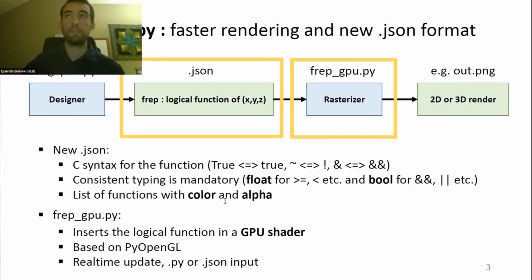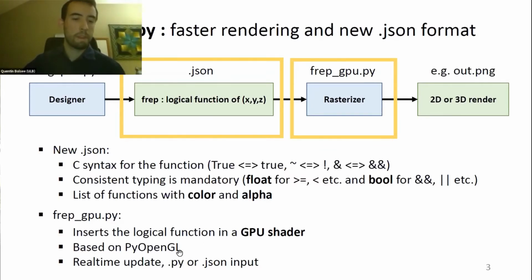Another important change, now you have a list of functions, not just one, because I wanted a concept of color and transparency. So each function is purely binary. If you want to add a color, then that's a separate argument. And you also have alpha. And the idea is that if you want multiple colors, then you will have different functions of space, each with its own color.